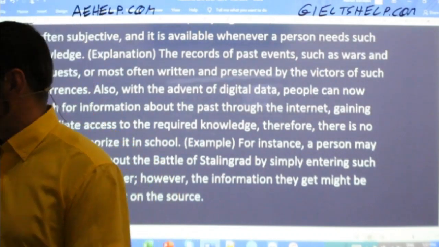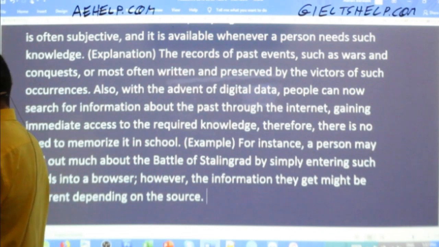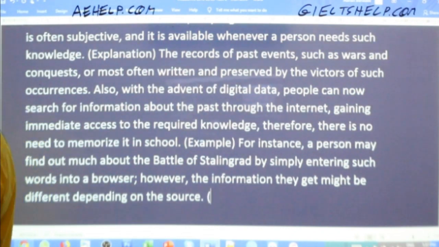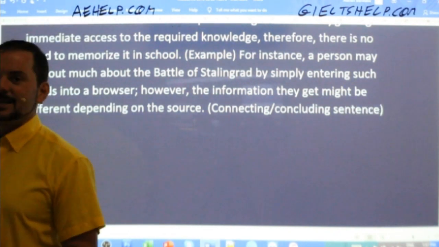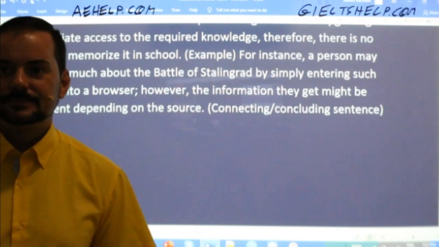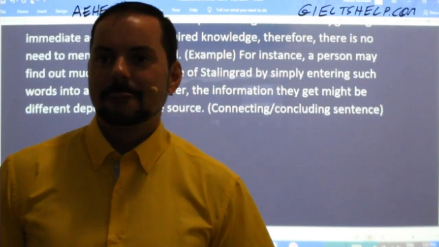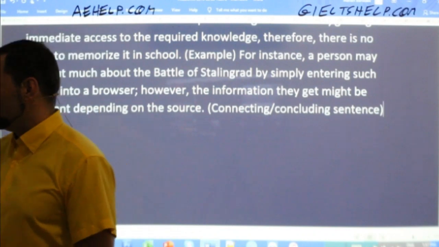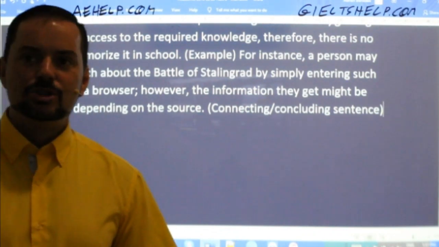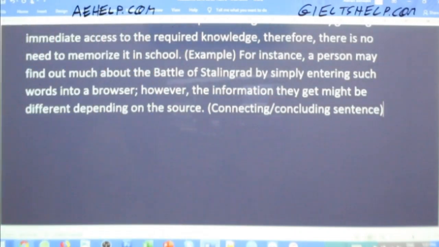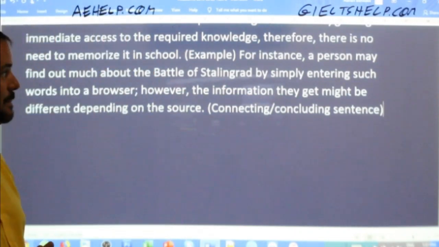All right, while I wait for your examples, I'm going to introduce the last part of this body paragraph, the connecting, concluding sentence. And that's a very important sentence for this type of essay. Okay. So here we definitely need to have a good connection or conclusion between body paragraph 1 and body paragraph 2.